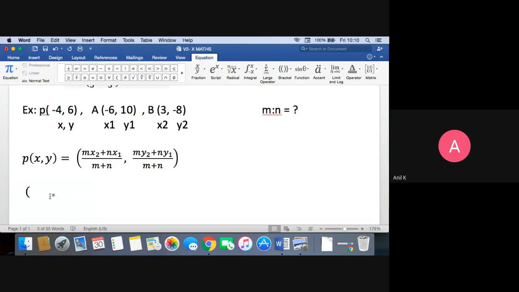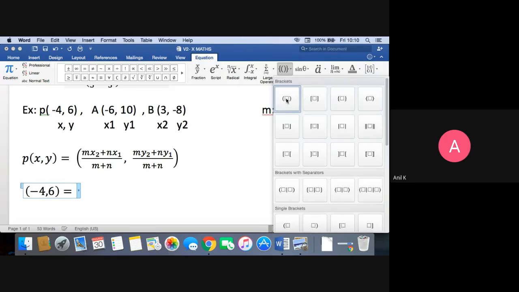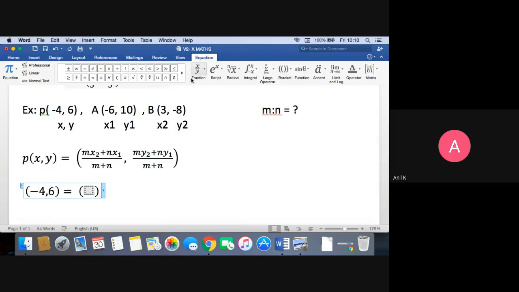As we discussed in the previous classes, keep writing the formula every time, so you can automatically remember things. Now the point P's x, y values are given as -4 comma 6. This is given to us, equals to. Here m value is unknown, n value is unknown. So I'll keep m and n as they are, but I can substitute x2, x1 values and y2, y1 values.